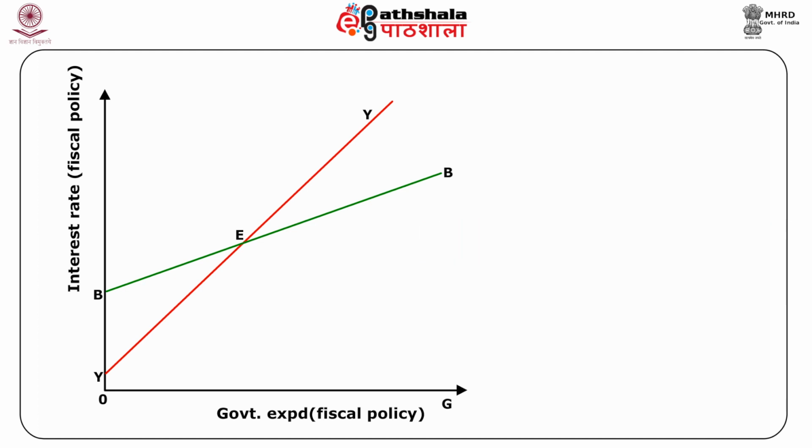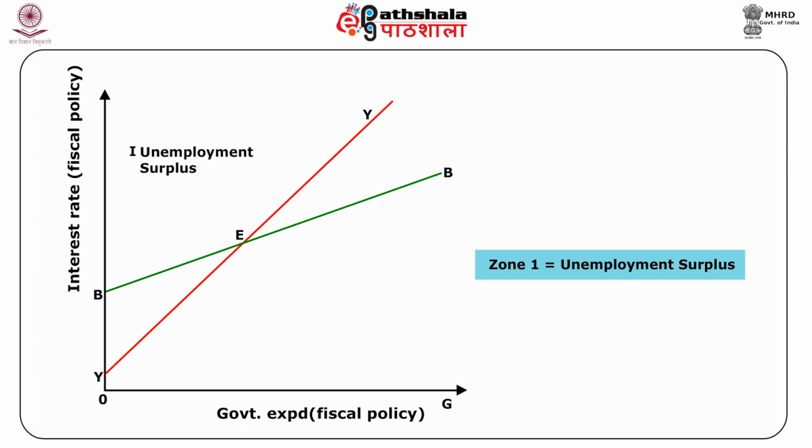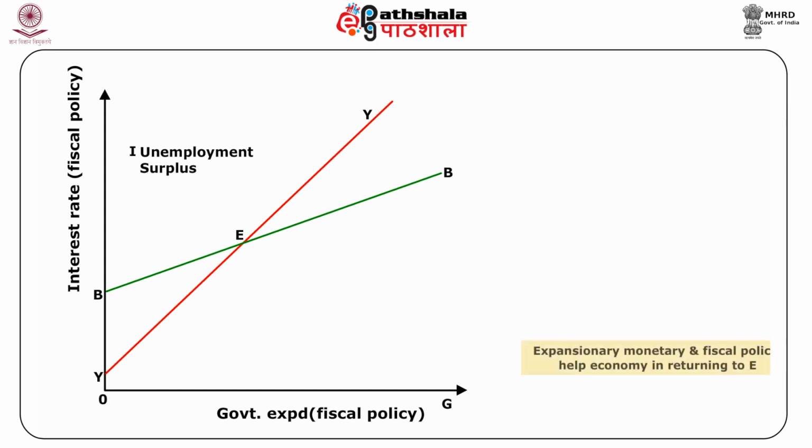Zone 1. Zone 1 represents a case of unemployment surplus because if we are at any point in this zone, as shown in the figure, we are to the left of both the YY line and the BB line. An expansionary monetary and fiscal policy will help the economy in returning to point E.